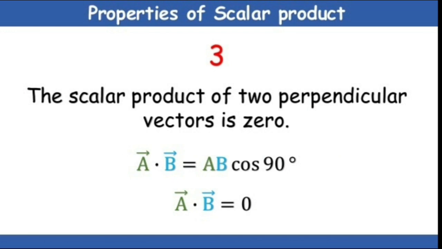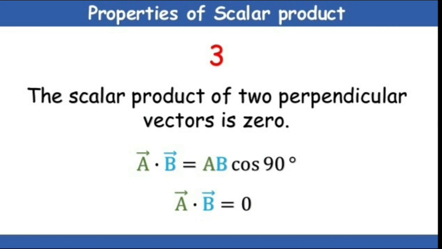Now the scalar product of two perpendicular vectors is 0. If the two vectors are perpendicular to each other, the angle between them is 90 degrees and cos 90 is 0. So A dot B is equal to 0. The reverse also is a fact. That means if the dot product of two vectors is 0, then the two vectors are perpendicular to each other. I repeat, if the dot product of two vectors is 0, the two vectors will be perpendicular to each other. Or in order to show that two vectors are perpendicular to each other, we can show that their dot product is 0.